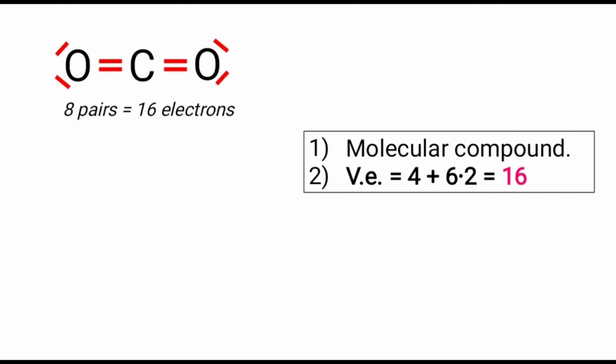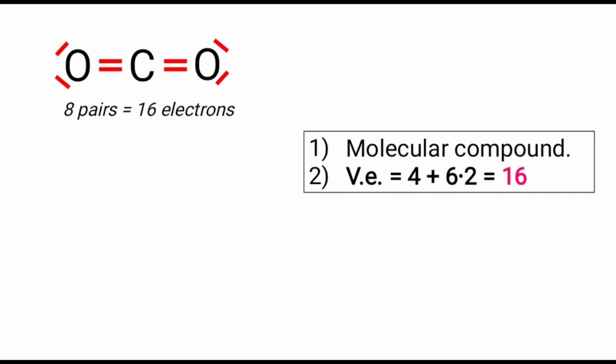These are pairs. We see that there are overall 8 pairs, or we say 16 electrons. When we did the calculations at the beginning, when we calculated valence electrons, we saw that we should obtain actually 16 electrons. And we got it. We got 16 electrons. So our structure is correct.